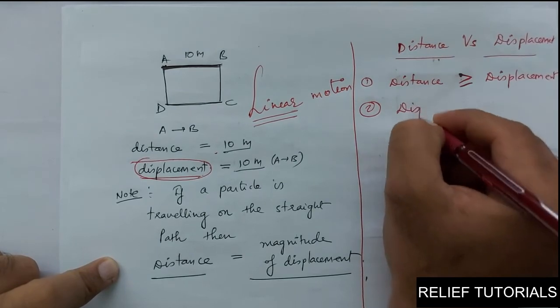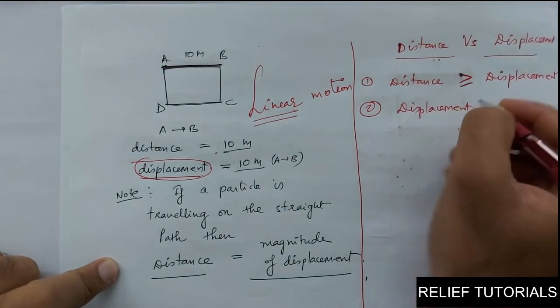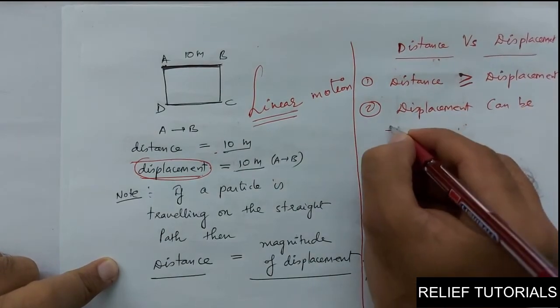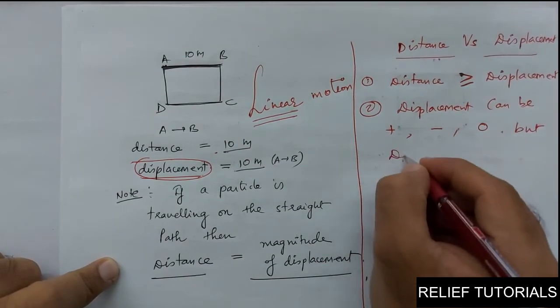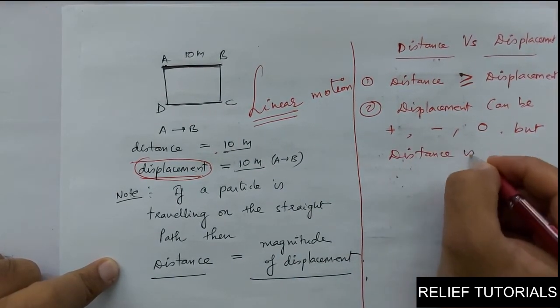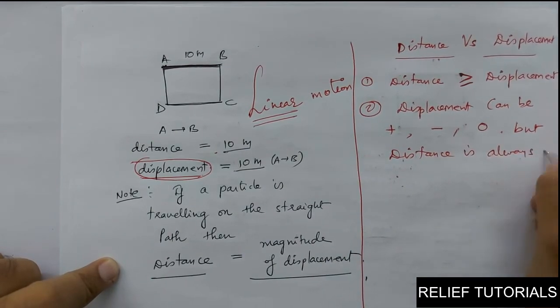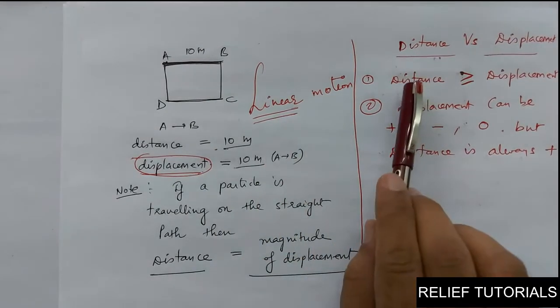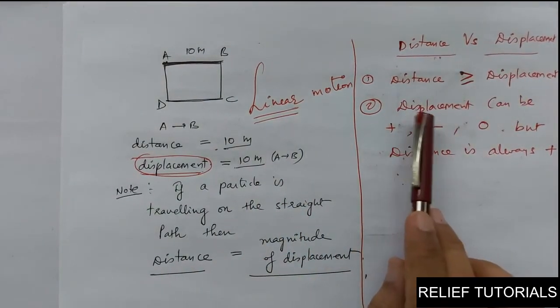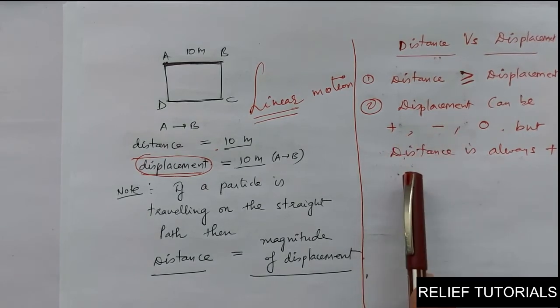Second fact, displacement can be positive, negative or zero, but distance is always positive. When the particle is traveling on the straight path, distance and displacement are same. Displacement can be positive, negative and zero according to the direction, but distance is always positive. Is that clear? So these small things you have to remember.